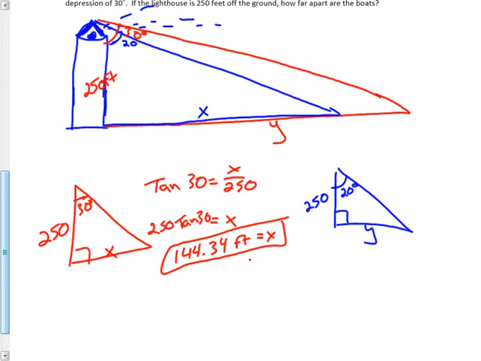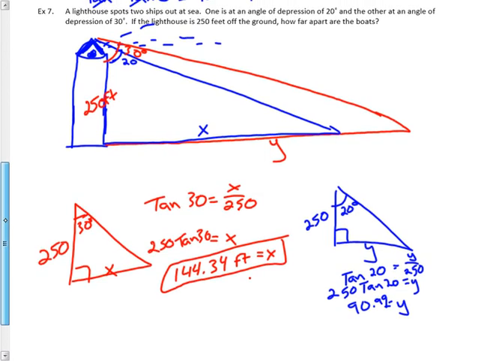The second boat, I have the same exact information, except it's tangent of 20 degrees instead of tangent of 30 degrees, equals y over 250, multiplied by 250. So I've got 250 times the tangent of 20 degrees this time. Gives me that y is equal to 90.99 feet.